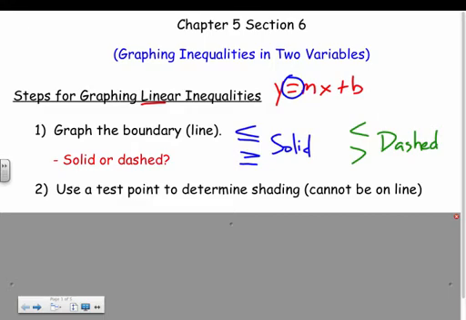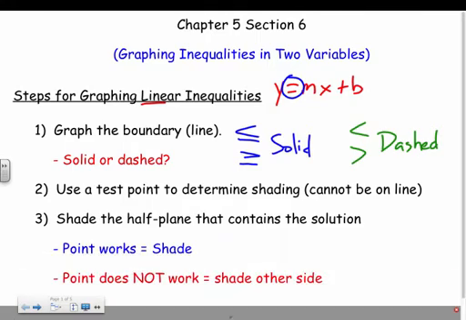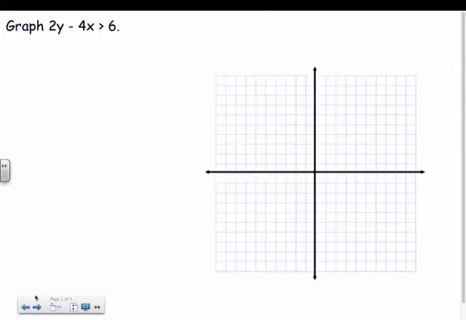After you get it graphed, you're going to use a test point to determine where you shade your graph. We're actually going to shade part of the graph when graphing inequalities. And you cannot test a point that's on the line, because that does not help you. Then after you test the point, you shade the half plane that contains the solution. If the point works, you shade that side. If the point does not work, you shade the other side. And let's take a look. It's kind of confusing just looking at it in words. If we do an example, I bet it'll make sense.